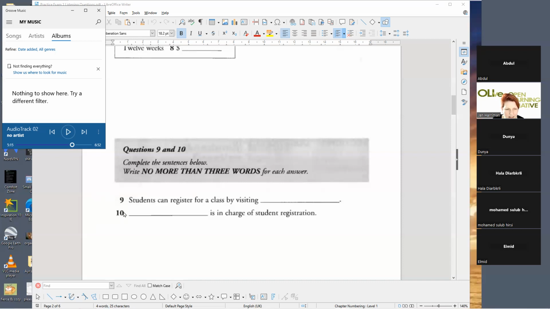Okay. And what about this one? Blank is in charge of student registration. What do you think that blank could be? The student office. It could be the student office. It could be someone's name. Yeah, the admin office. Administrator, the secretary, it could be. Yeah, so it's going to be something that refers to either a place or a person, either an office or a person.